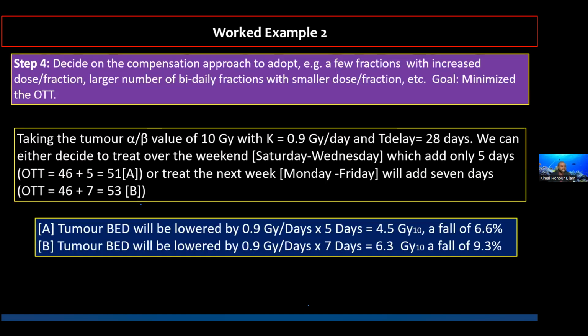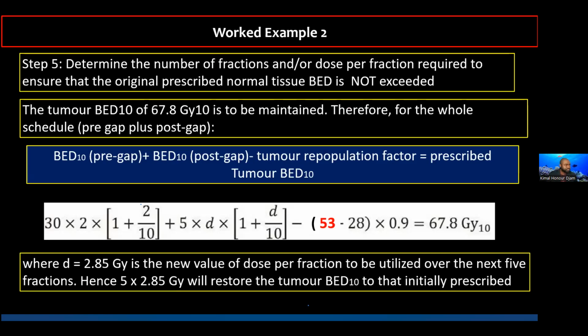What if we try to calculate to increase the fraction dose? How do we go about that? If we choose to increase the fraction dose, how do we go about that? To do that, remember, the original prescribed BED stays constant. And so the new tumor BED, the objective in this particular case, is for us to maintain the tumor BED.